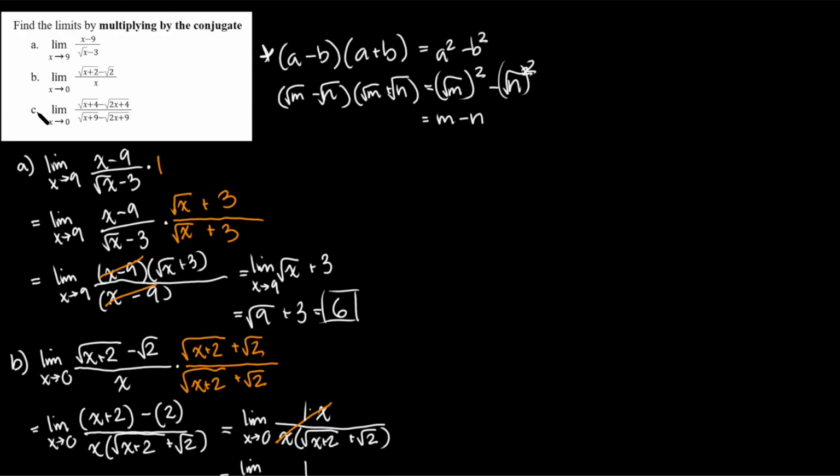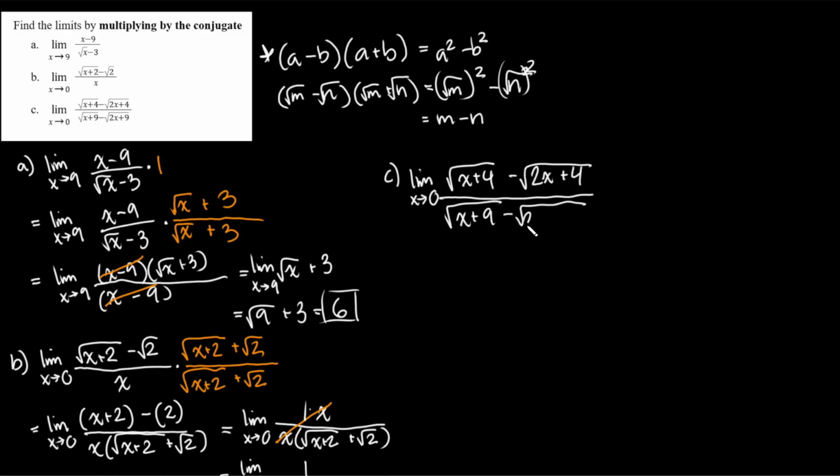Okay, let's try part C now. Part C is probably the most challenging out of this. It's going to be, oops, I forgot the limit. Sorry about that. The limit as x goes to 0 of x, the square root of x plus 4 minus the square root of 2x plus 4, over the square root of x plus 9 minus the square root of 2x plus 9.